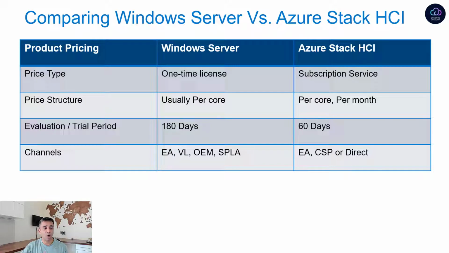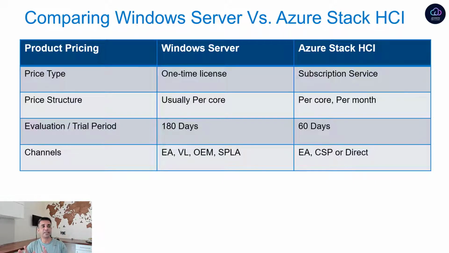And obviously the different channels that you can buy from. Windows Server is available through enterprise agreement licenses that you have with Microsoft, or volume-based licensing, or you can directly buy the OEM version of the Windows Server directly from any of the hardware partners, like for instance Dell, or you can use the SPLA licensing as well. So these are some of the options that are available with the Windows Server.